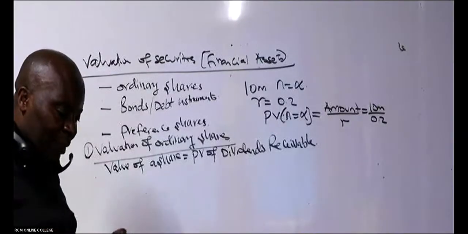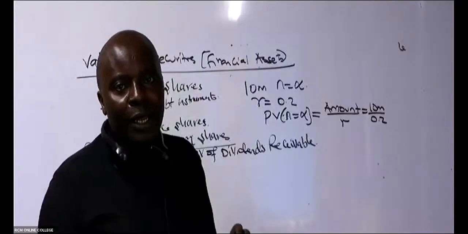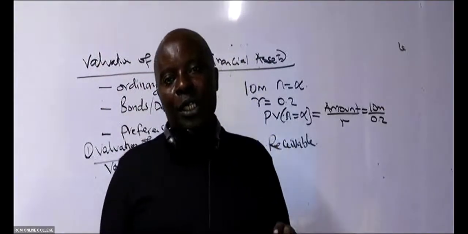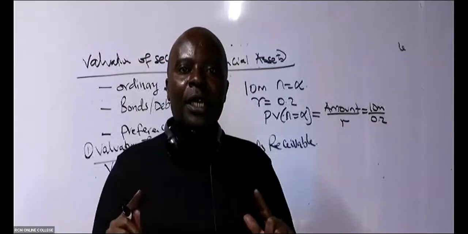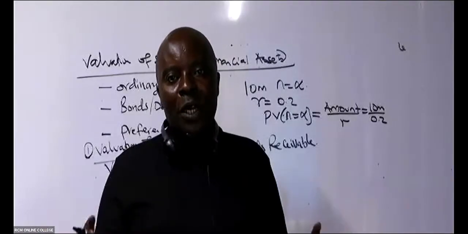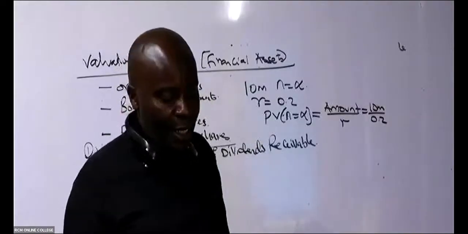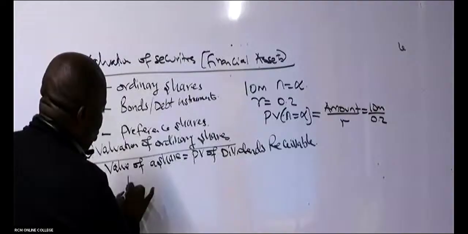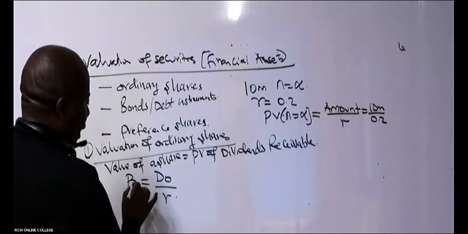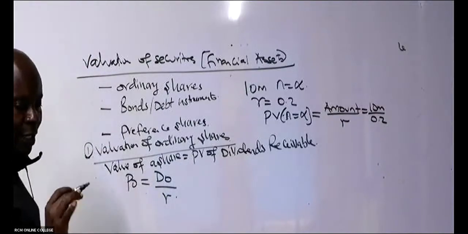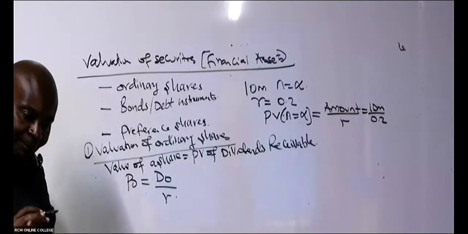Now, please, ladies and gentlemen, listen to me very well. When we buy a share in a company, we are not buying this share to sell it tomorrow. No, we are buying this share and staying with it long term. We call it longevity. We shall never dispose of it. So we shall continue receiving these dividends indefinitely. And that is why our P0 will be equal to D0 over r, because our n is infinity.